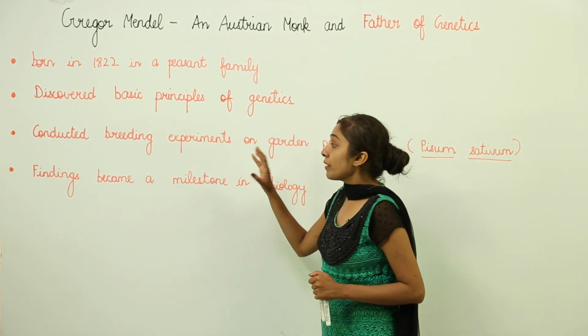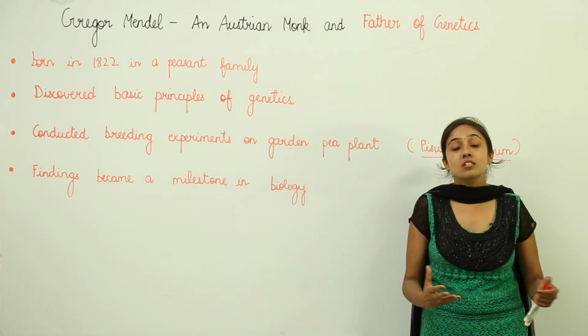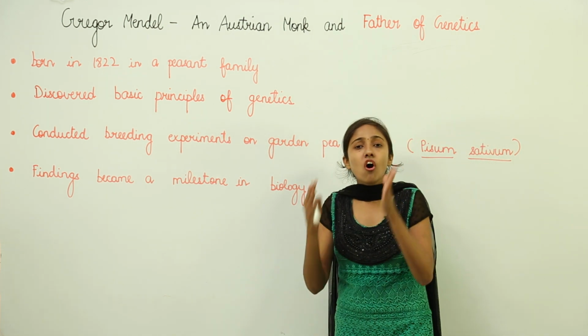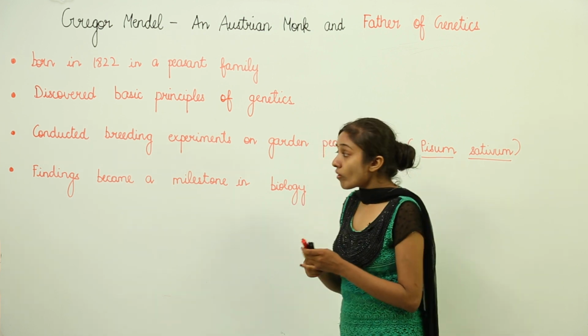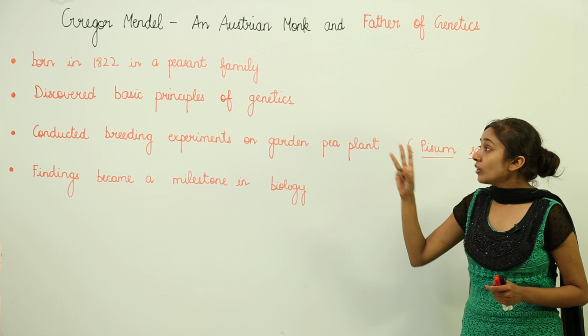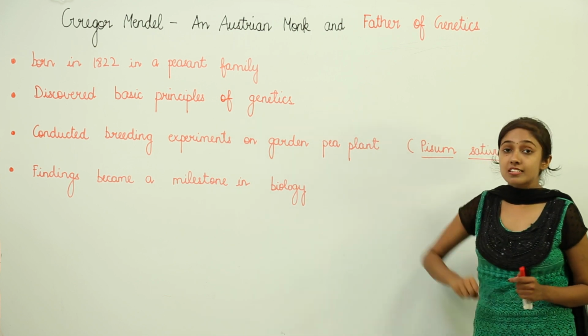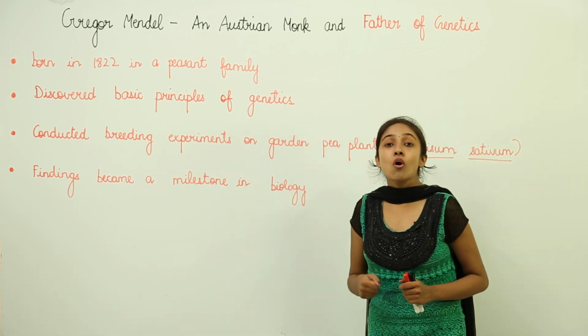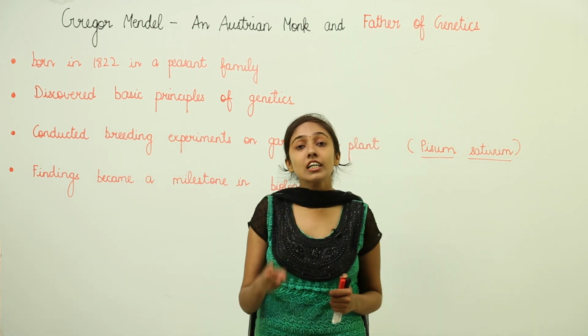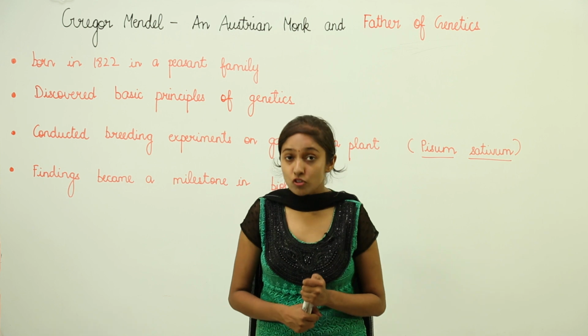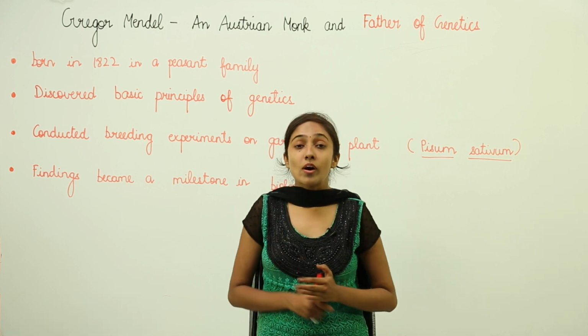Whatever experiments he conducted, he framed a few laws based on that. So, those laws are the basic principles of heredity and genetics, right? So, what are these laws? We have 3 laws which Gregor Mendel has given us. The first law is the law of dominance. Second is the law of segregation. And the third law is the law of independent assortment. We will be studying these laws one by one.